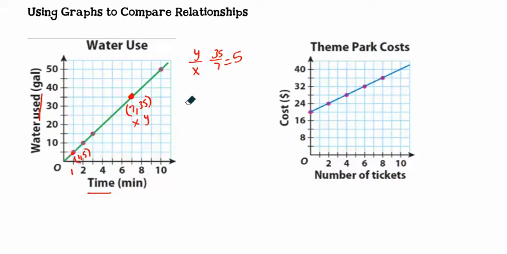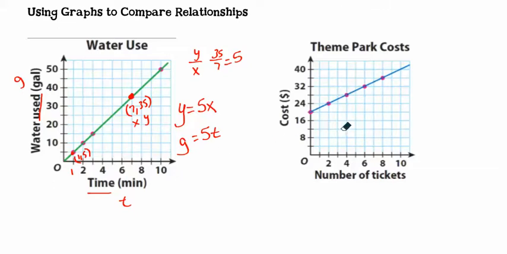Okay, if I know that, I can easily write my equation. So y equals 5x. Okay, y equals 5x. If we were doing it in terms of the letters that they use, if this was time and gallons, it would be 5 times the minutes would equal the gallons used. Okay, would equal my gallons.